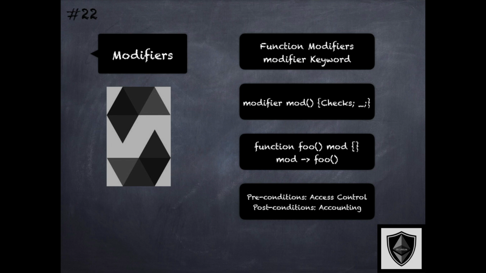But that underscore could also be specified before the checks in the modifier, in which case the function's logic gets executed first and then the modifier executes its checks. So examples for the usage here could be access control checks that are implemented as preconditions on the function in the modifier, and they could be postconditions that could be evaluated if the underscore happens to be before the checks in the modifier, and these could really implement some sort of accounting checks in the context of the contract.